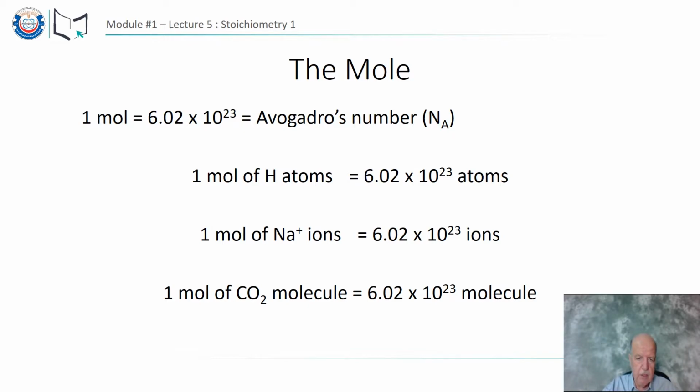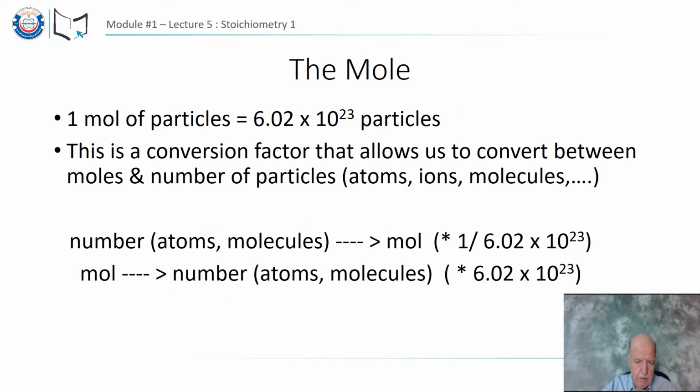From moles to number, multiply by Avogadro's number. From number to moles, multiply by the inverse of Avogadro's number. Numbers, atoms, go to moles, multiply by the inverse, all divide. Moles to atoms or molecules, multiply by what? By this number.